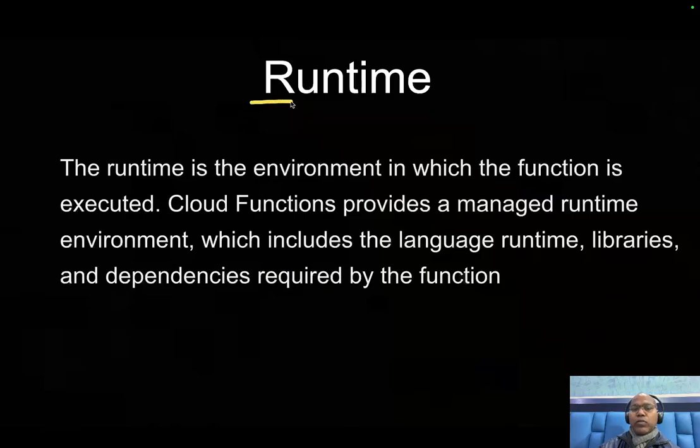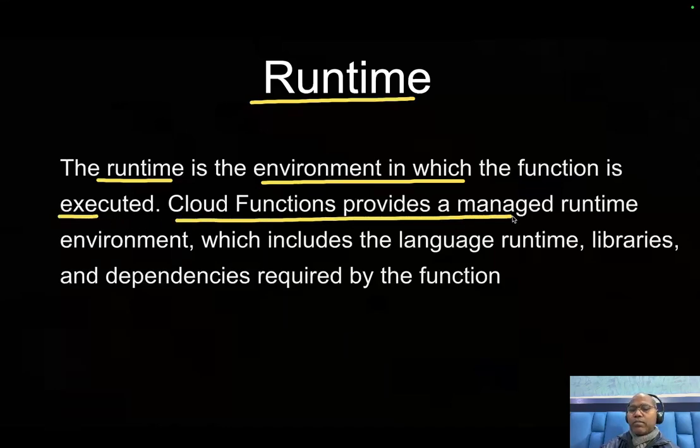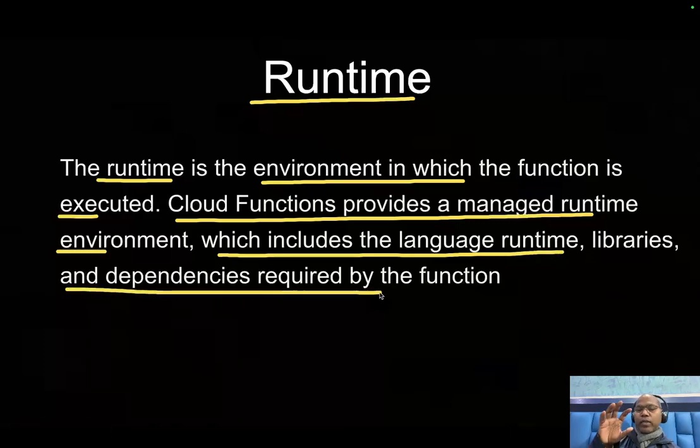According to the language, you need the runtime environment. Whether you have written in Java or Python or Ruby, for running your code we require the runtime environment. Here the runtime is the environment in which the function is executed. Cloud Functions provides a managed runtime environment, which includes the language runtime, libraries, and dependencies required by the function. Because you are writing just the function, and in this function you are using some dependencies, some libraries, all those runtime environments are created by Cloud Functions for it. So you don't worry about the library dependencies. Just tell it that this code snippet requires these dependencies, and that environment preparation is the responsibility of Cloud Functions.